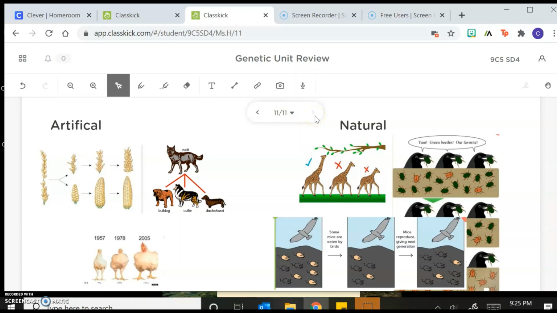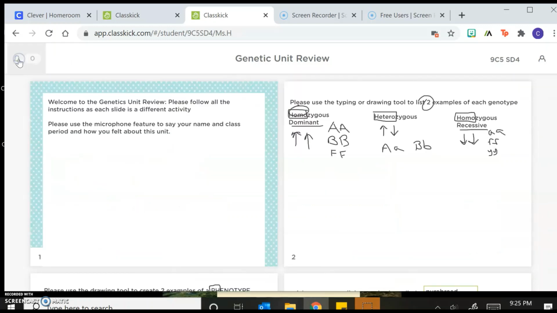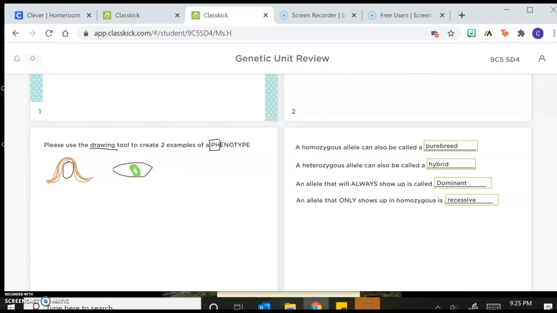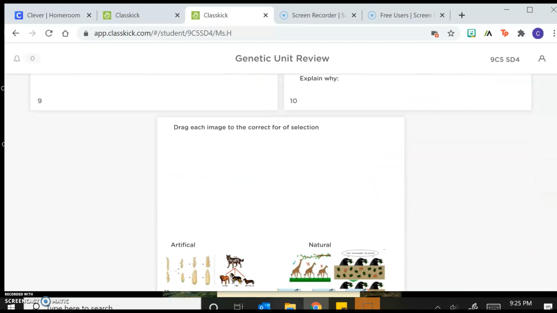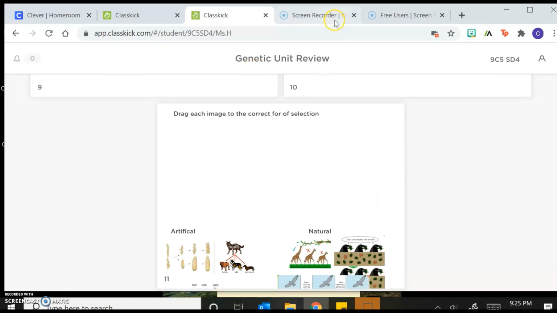And you are done. Once you have done that, it shows you all of your slides. It saved all of your progress. You can make sure that you are happy with all of your answers. And when you're done, you simply X out and I have your results.